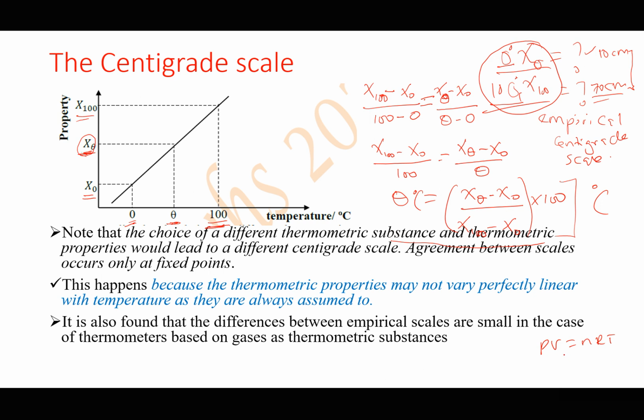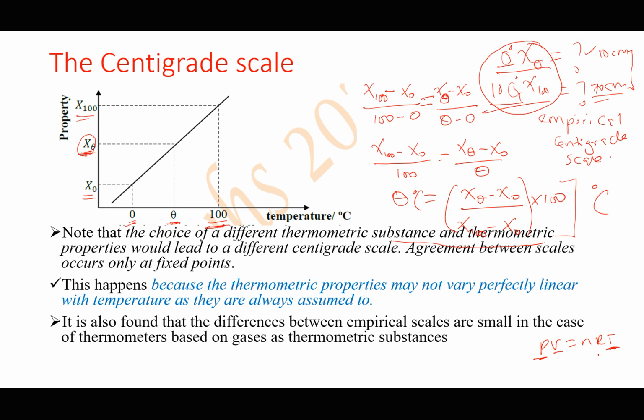If it obeys the equation PV is equal to nRT, you will notice that the pressure is directly proportional to the volume, and this is a perfectly linear relationship. The volume is directly proportional to temperature, which is a perfect linear relationship. So before we leave this, we are saying that we can establish a centigrade scale.